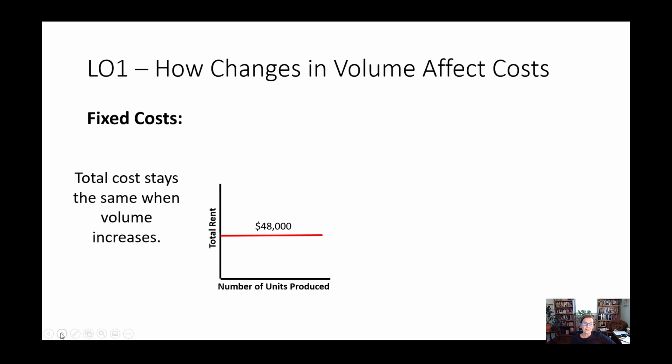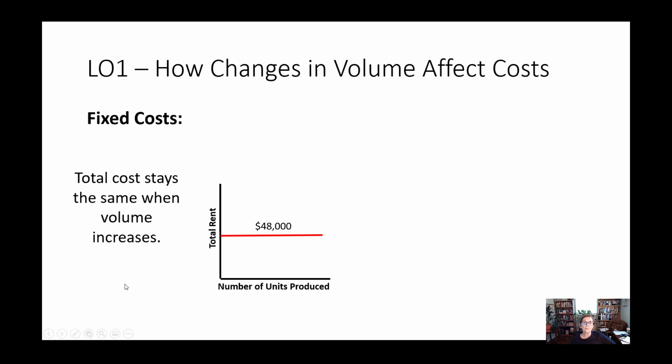All right, now let's take a look at fixed costs. So we said fixed costs stay the same when volume increases. So it doesn't matter how many units you produce, your fixed costs stay the same. So an example would be rent, right? Rent doesn't change. If you produce 0, you have to pay your rent. If you produce 100,000, you have to pay your rent, right?